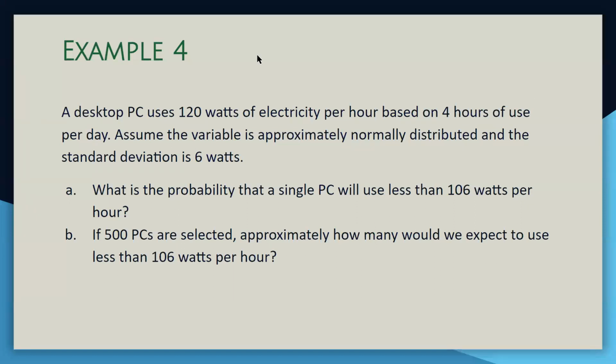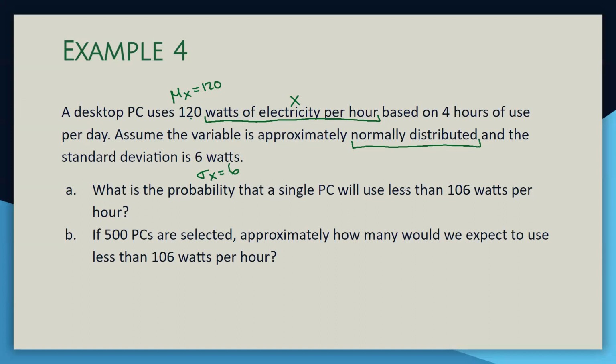So start the same way we did before. Desktop PC uses 120 watts per hour based on 4 hours of use per day. So we know we're looking at watts of electricity per hour as our random variable. They've given us the population mean, mu sub x is 120. They've given us the standard deviation, sigma sub x is 6 watts. And they've told us normally distributed.